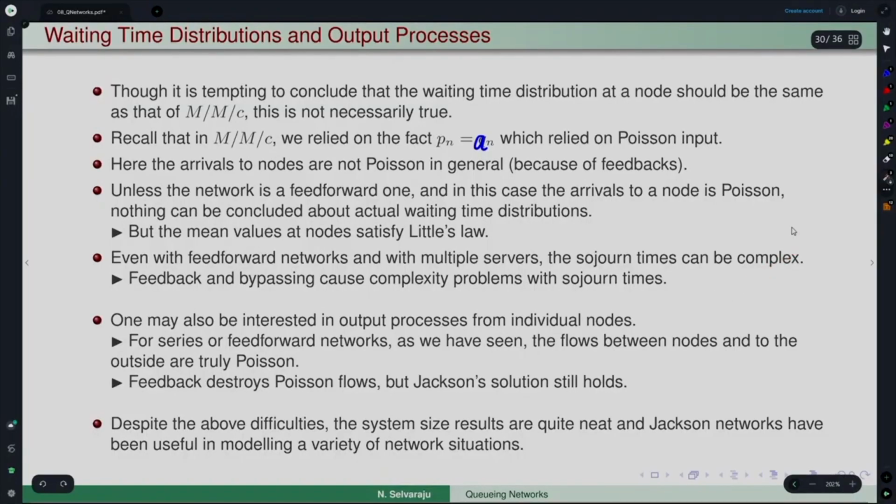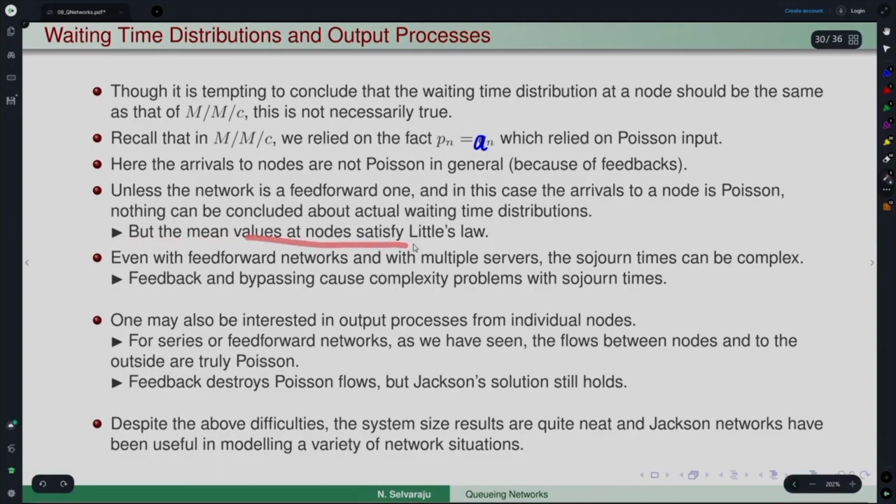Only for very simple systems, or a feed forward system with a single server, can you talk in an easier way about the waiting time distribution. Beyond that, things become very complex, because how this behaves is very difficult to gauge, and hence this poses a problem. Essentially, nothing much can be said about the waiting time distribution in a concrete way, even in these very simple settings.